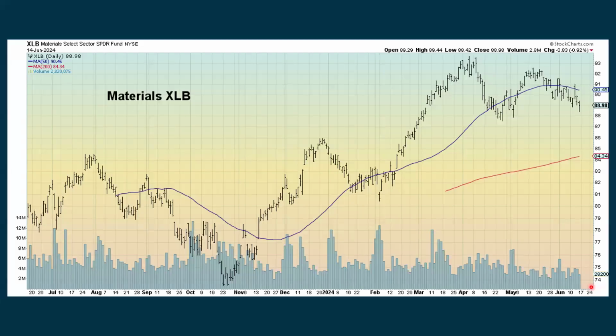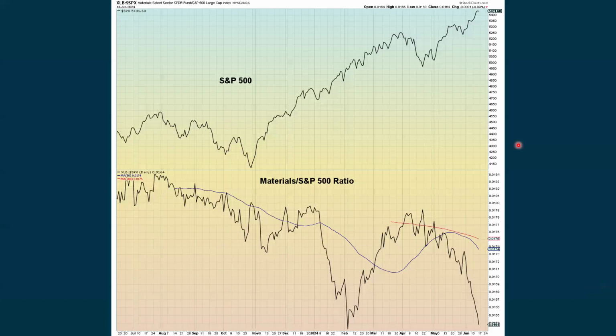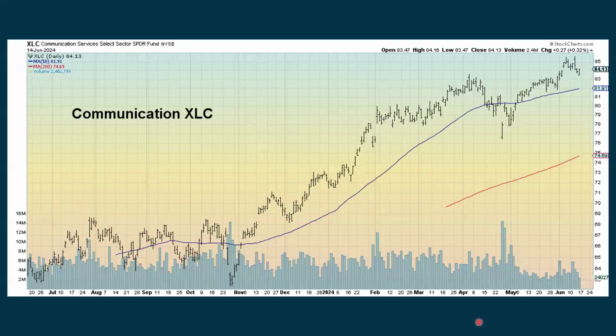First I look at just a regular sector chart, and there's 11 sectors that make up the S&P. And then the chart right after this is going to compare how this sector is performing in relation to the S&P 500. We have seen some recent pullbacks here with materials, but we're still in an uptrend. Where it gets interesting is when we look at a ratio, where it's in a downtrend, and over the past few trading sessions, this ratio has really gone down, showing materials are underperforming.